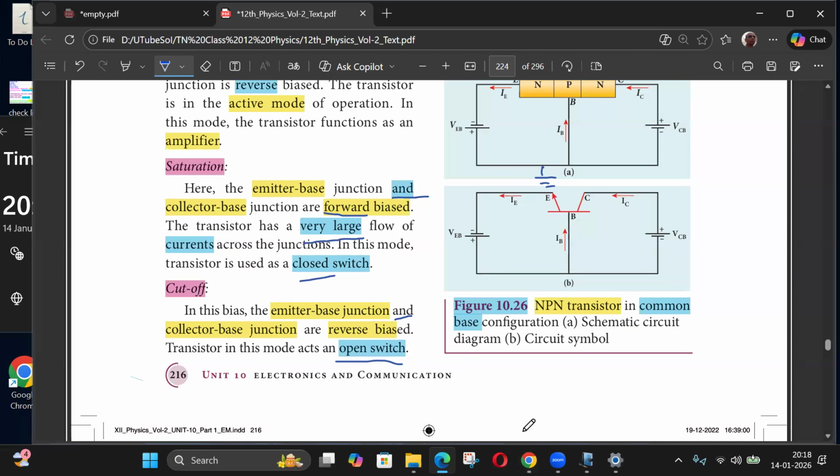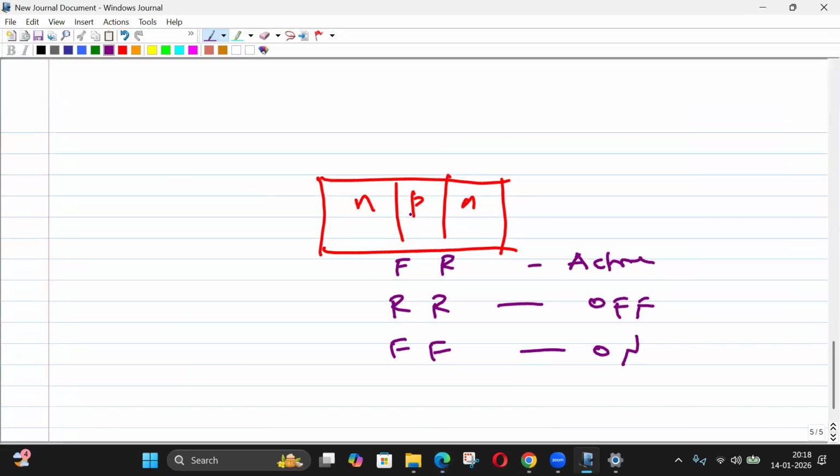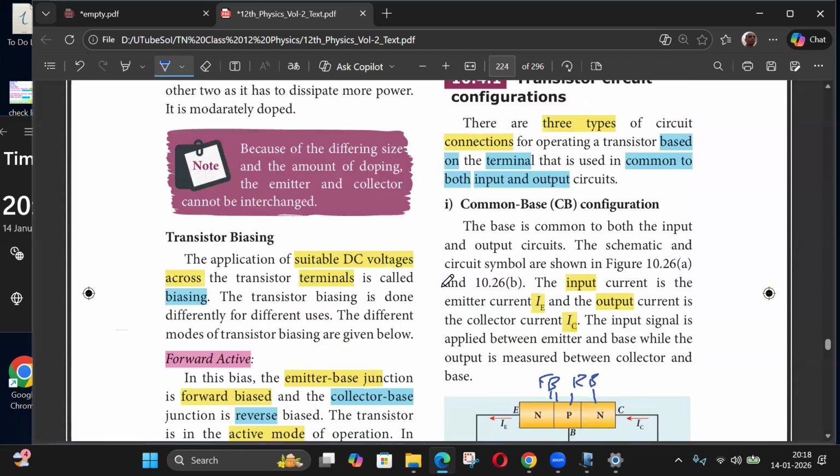There is a slight difference between emitter and collector. Reverse biasing the emitter and forward biasing the collector is not that useful. So one possibility is common base configuration.